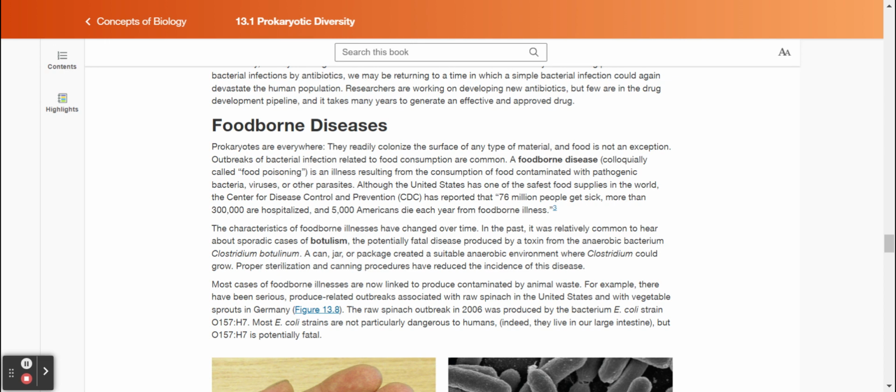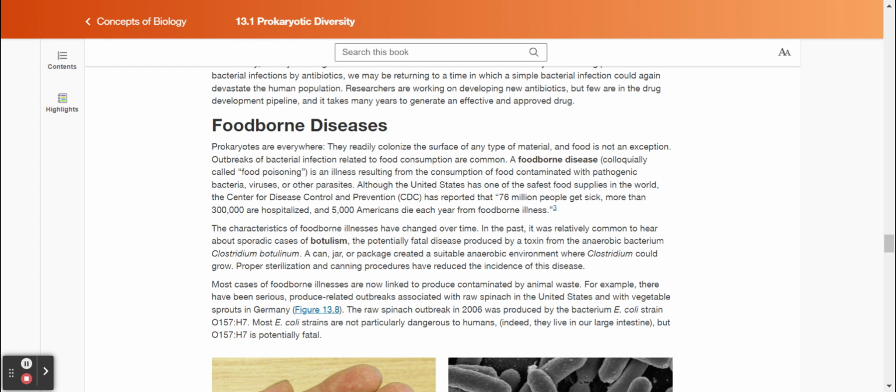viruses, or other parasites. Although the United States has one of the safest food supplies in the world, the Center for Disease Control and Prevention, the CDC, has reported that 76 million people get sick, more than 300,000 are hospitalized, and 5,000 Americans die each year from foodborne illness.